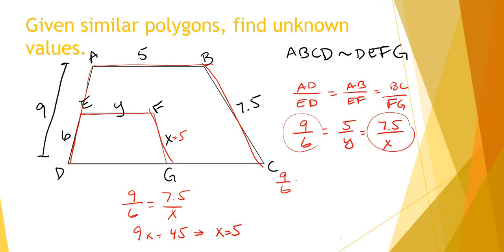Using 9 over 6 again, or I could use 7.5 over 5, but I don't like that decimal. So 9 over 6, 5 over y, 9y equals 30, and y equals 30/9, or 10/3. So the length of y is 10/3. So pretty simple stuff. That's it for the whole section. We're done for the day.